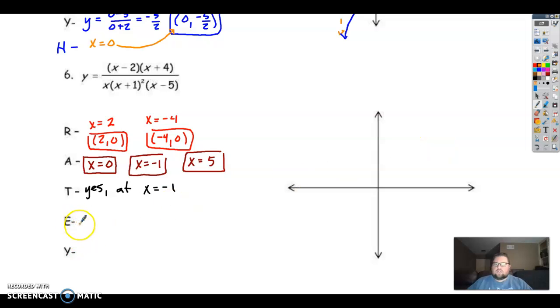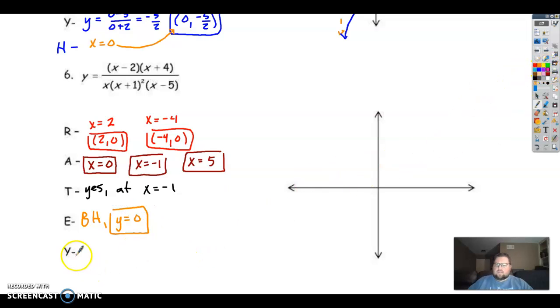Alright, end behavior. Is it top heavy, bottom heavy, or balanced? On the top we have an x squared, x times x. On the bottom, we have an x squared times an x times another x, so an x to the 4th power on the bottom. So 4 is bigger than 2, making this bottom heavy, which means it's automatically y equals 0.